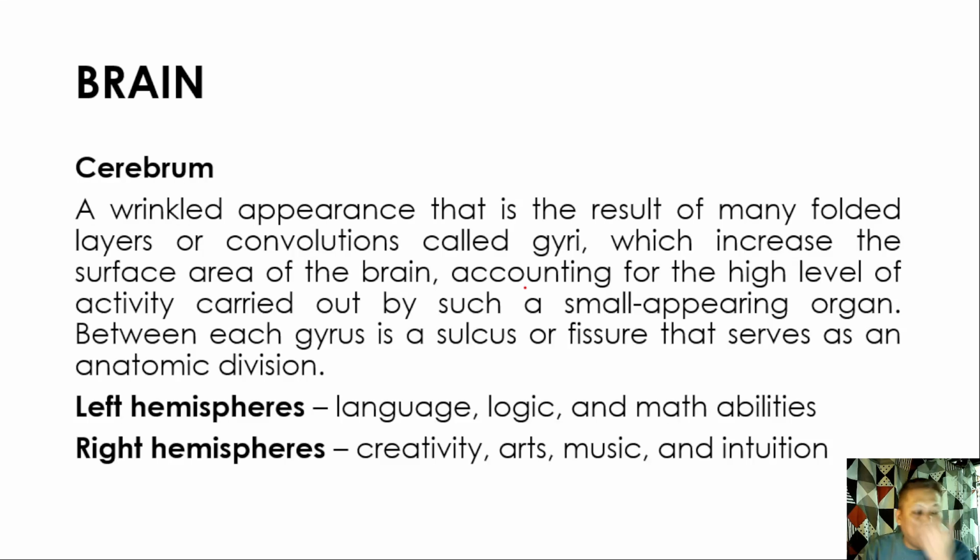Your brain is composed of, ano ba daw? We have the cerebrum, which is yung pinaka main brain natin. Sabi, ito, a wrinkled appearance that is the result of many folded layers or convolutions called your gyri, which increase the surface area of the brain, accounting for the high level of activity carried out by such a small-appearing organ. So ito yung mismong brain natin, di ba? And ano daw? Between each gyrus is a sulcus or fissure that serves as an anatomic division. So di ba nahahati-hati yan?